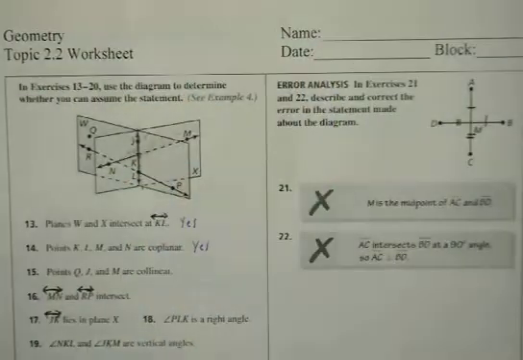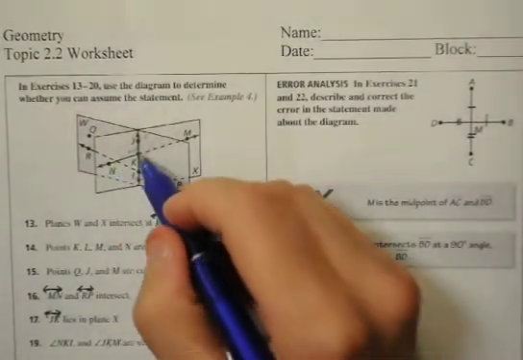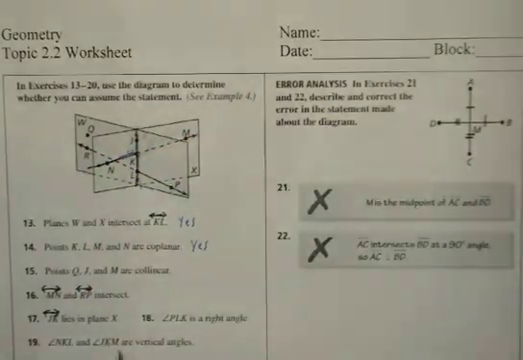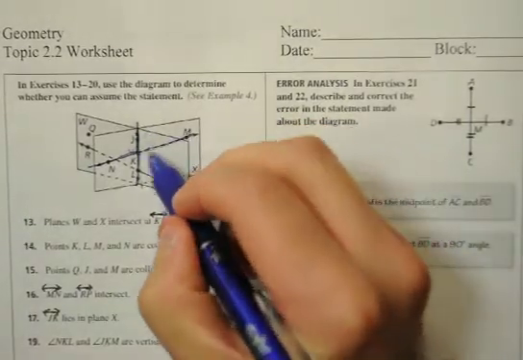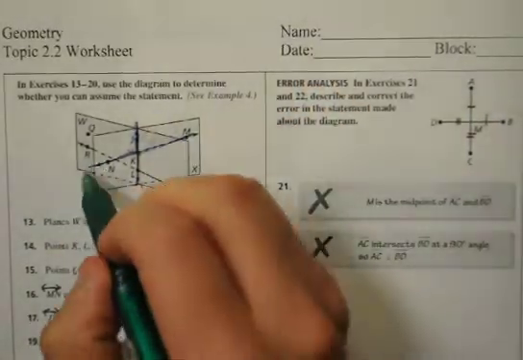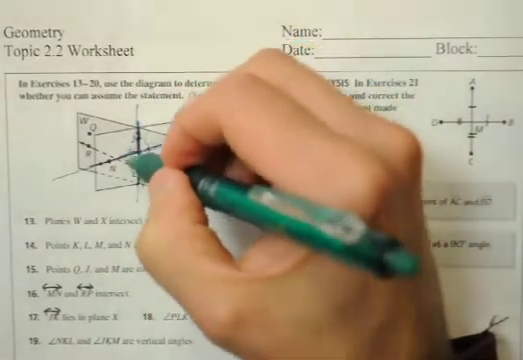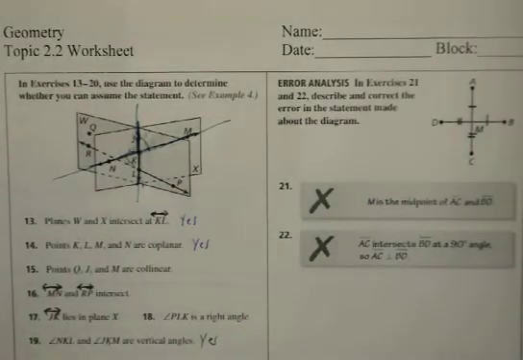I'll start over. Does NKL, it's this angle right here, make a vertical angle with JKM? It's this angle right here. To make a vertical angle, you have to have two intersecting lines. So yes, this line does intersect this line, and these would be your vertical angles. So I'm going to say yes for that one.